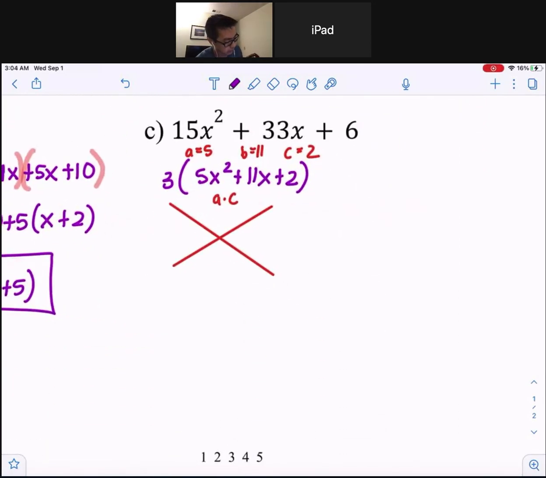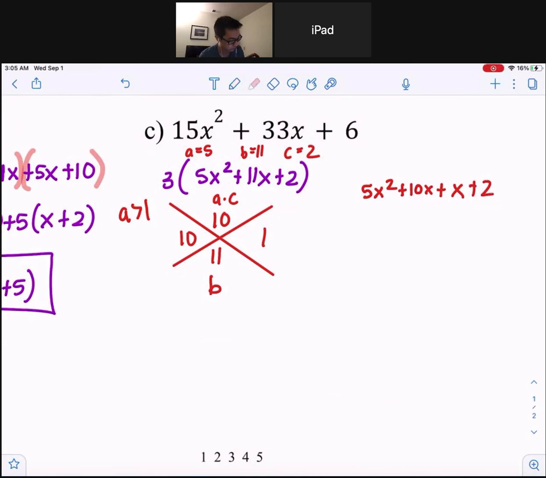Okay, sorry. A times C on the top, B on the bottom. 5 times 2, you guys, is 10. B is 11. Two numbers that multiply to the top, but then add together give you the bottom. That's 10 and 1. Again, your A value is greater than 1. So we're going to factor by the grouping method to finish this off. Again, write down the first term, 5x squared. This 11x splits off into 10 and 1. So plus 10x plus 1x, which is just x, you guys. And then don't forget the plus 2.